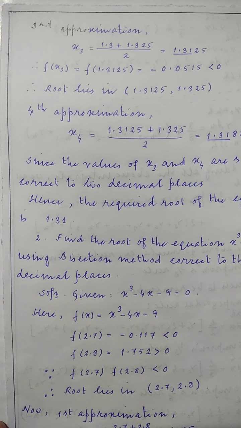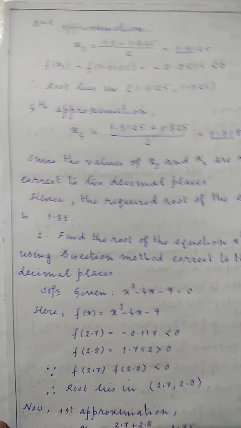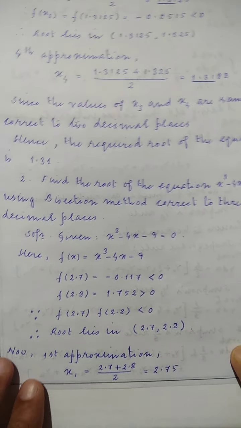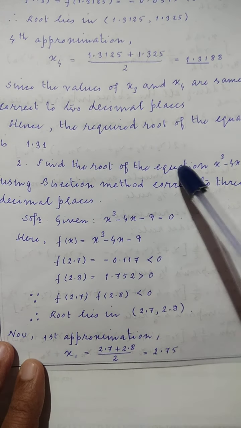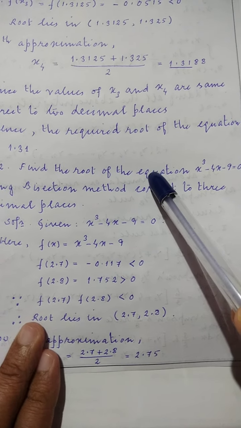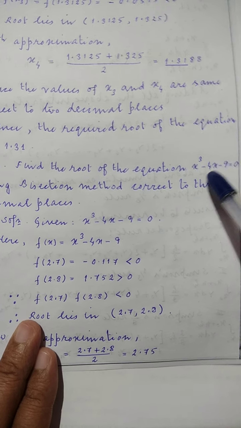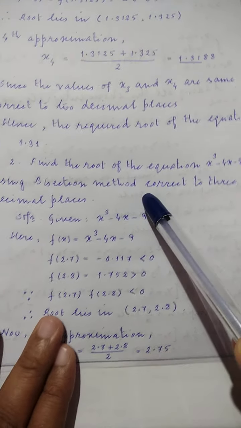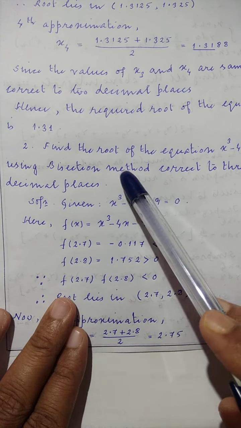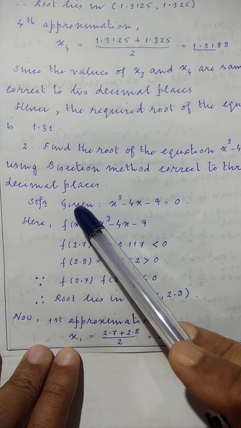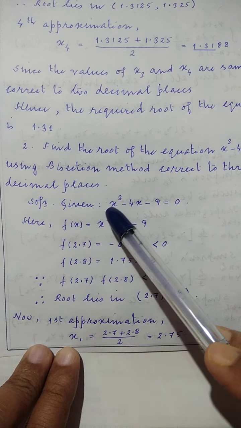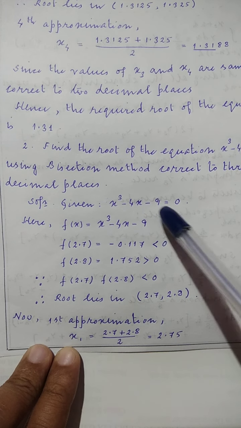Okay, now let me explain the next problem where we have to solve the equation using bisection method correct to 3 decimal places. So see the next problem, almost similar type. Find the root of the equation x cube minus 4x minus 9 is equal to 0 using bisection method correct to 3 decimal places. So exactly the same way we have to proceed. First we will write down the given equation. So f(x) is equal to x cube minus 4x minus 9 is equal to 0.